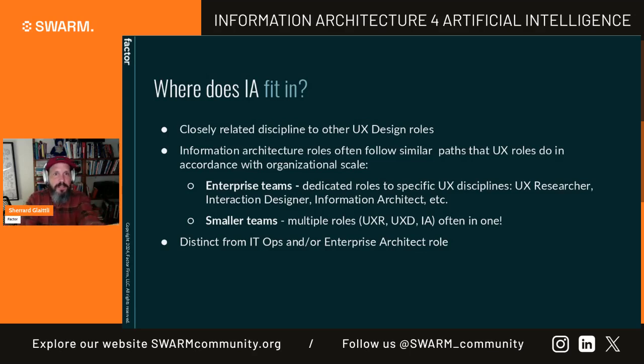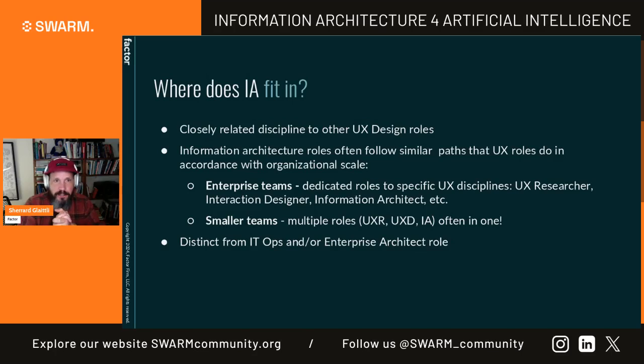So IA is a discipline closely related to UX design roles. Oftentimes you'll see it lumped in. When I was at the School of Visual Concepts, they were one of the few UX programs that had a dedicated information architecture course.